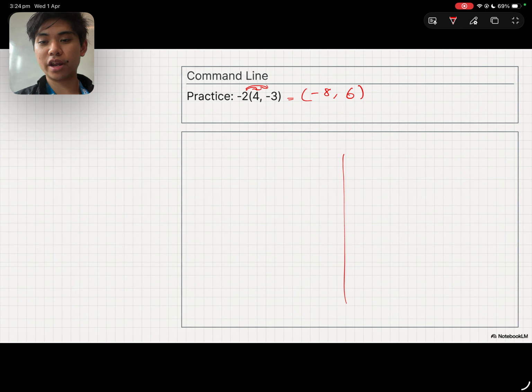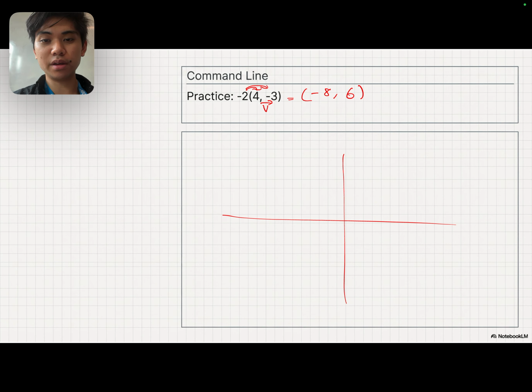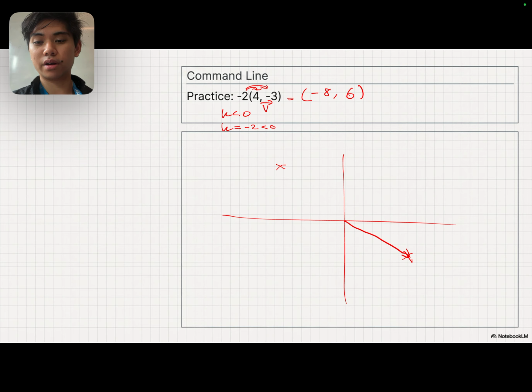So note here, if I were to just pinpoint which quadrant my original vector would be, it would be positive x, so 4, and then negative 3 would be somewhere down here, okay? So that would be my vector. However, now that I have a negative k value, so k is less than 0, because k is negative 2, which is less than 0, I'm going to be going the opposite direction, and so I'm going to be in the opposite quadrant, which is negative 8, so somewhere on the negative x-axis, and then positive y, so it's going to be somewhere here, right?